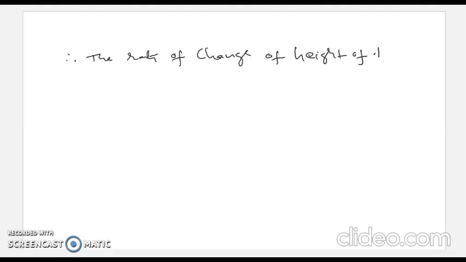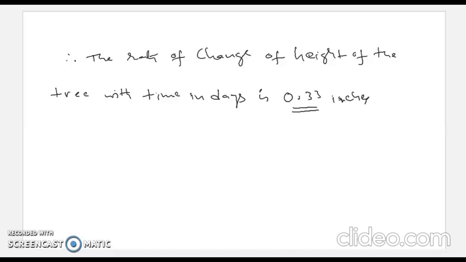Okay, here we conclude that therefore the rate of change of height of the tree with the time in days is 0.033 inches per day.